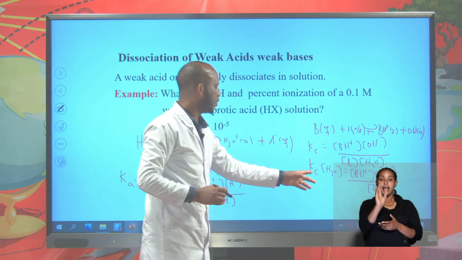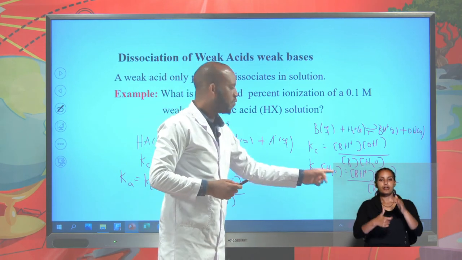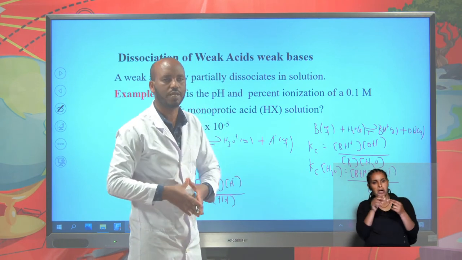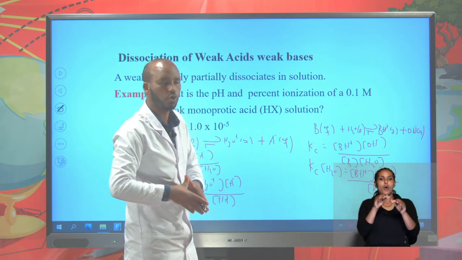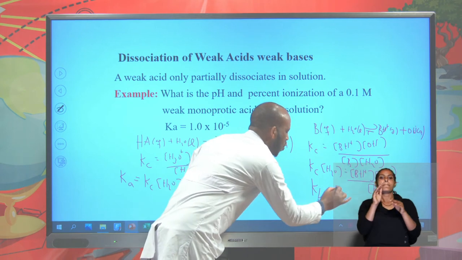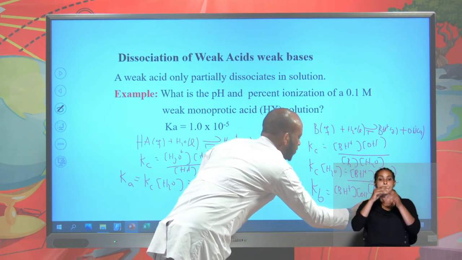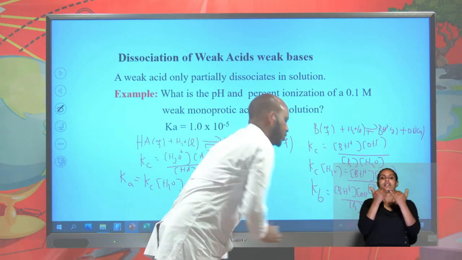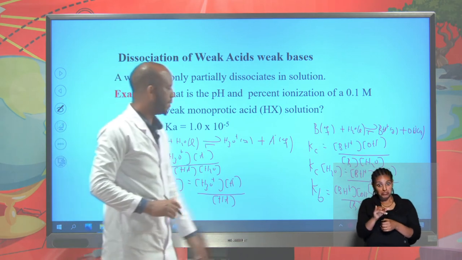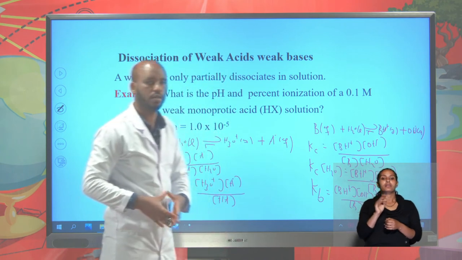Kc is the equilibrium constant, has a constant value. The concentration of water is constant. Constant times constant again gives you another constant, which is known as the base dissociation constant, Kb. The base dissociation constant equals BH plus times OH minus divided by the concentration of base. For an acid, it is the acid dissociation constant. For a base B, it is the base dissociation constant, which is this.